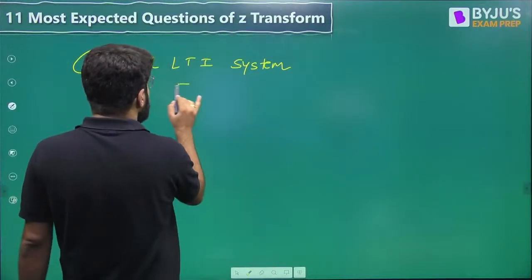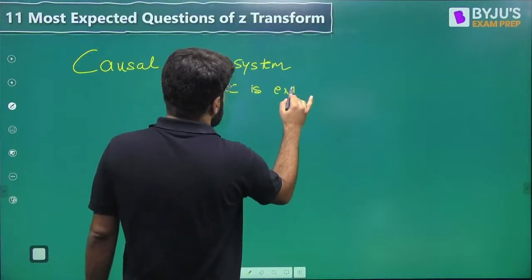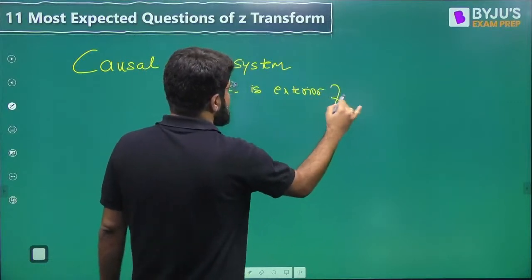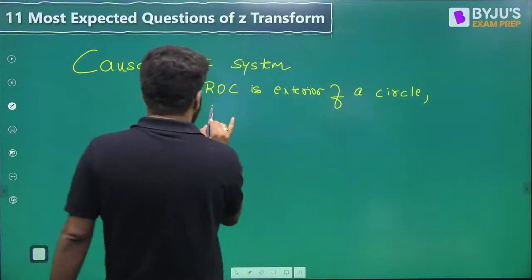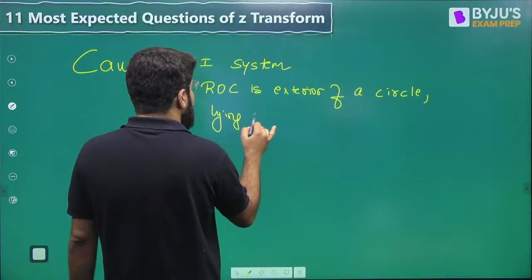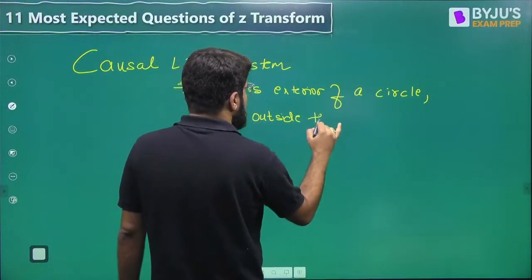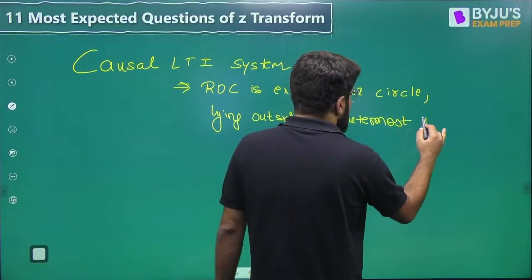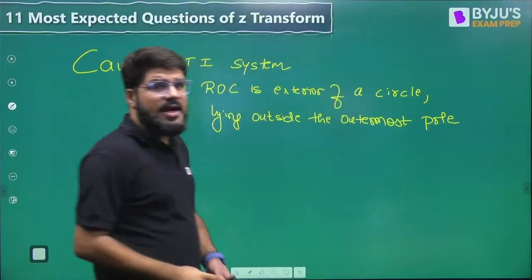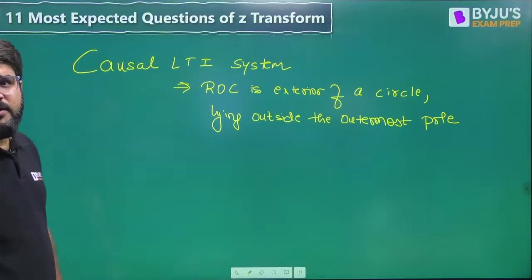What is the conclusion you have to remember? For a causal LTI system, the ROC is the exterior of a circle. And whenever the ROC is exterior, where does it lie? It lies outside the outermost pole. Is that okay, everybody? Right.